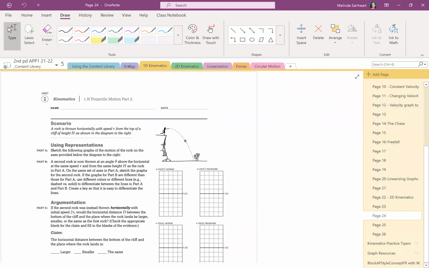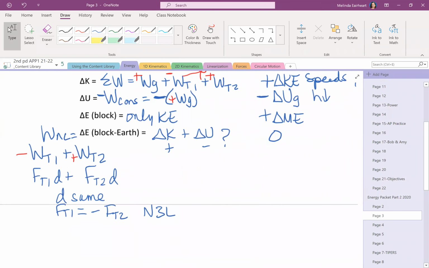Come on, let me slide up. Yay, okay, had to change tab.